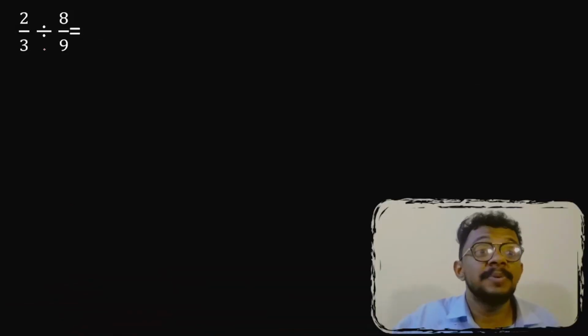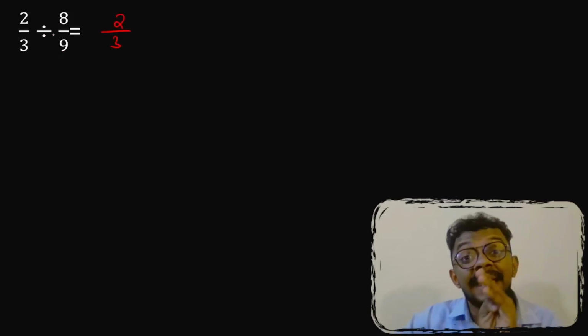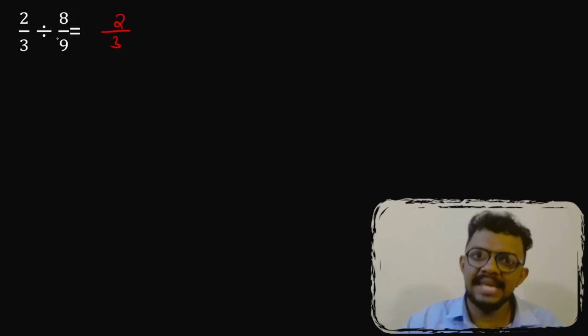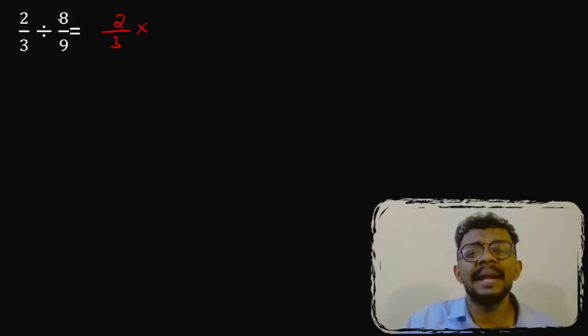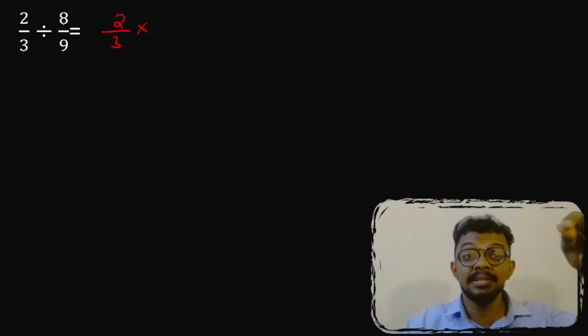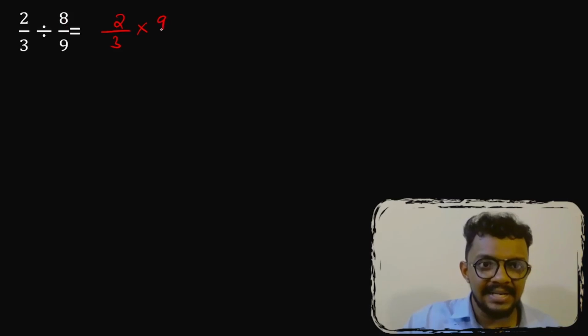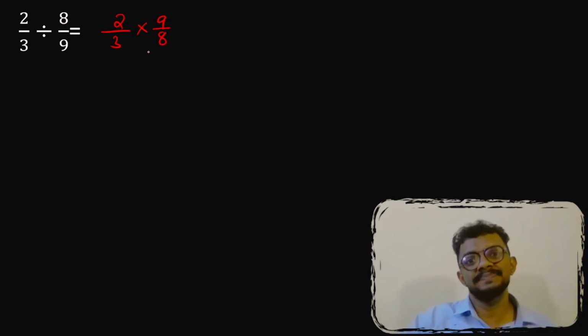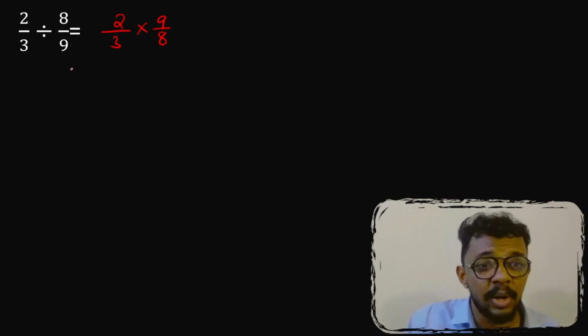Definitely we need an example: 2/3 divided by 8/9. How can I do that? 2/3 divided by 8/9 is the same as times the reciprocal of 8/9. What is the reciprocal? Numerator and denominator, I will interchange. 8/9, the reciprocal is 9/8. That's the only new step for division. The rest is just multiplication. Multiplication, we know how to do it.